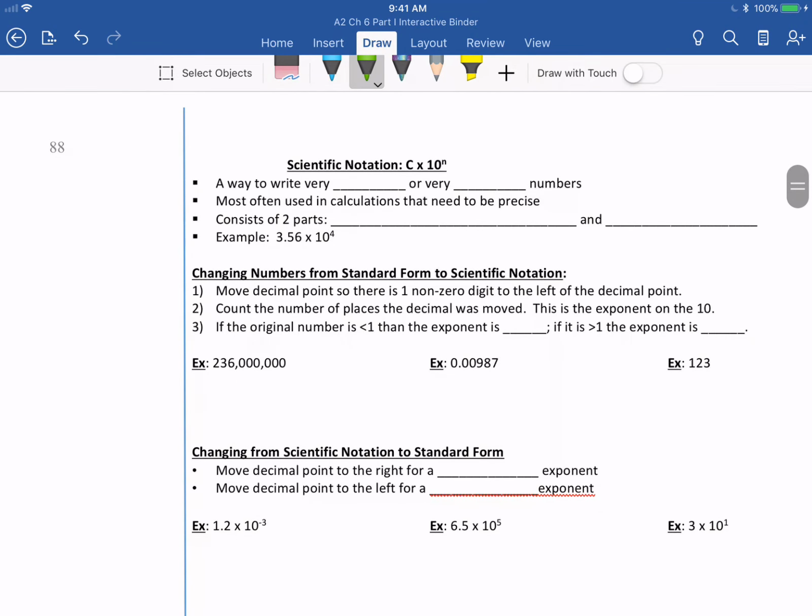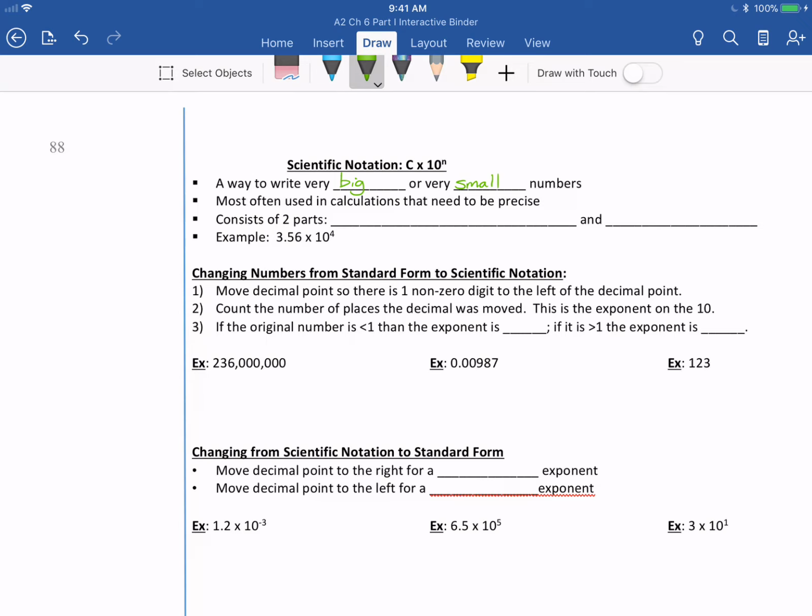I'm not going to do a whole lot of these, not going to take a whole lot of time on it, but it's a very good way to write very big numbers or very small numbers. It's most often used in calculations that need to be precise, like in biology or chemistry. There are really tiny numbers that really need to be precise in order to make that chemical equation balance, or whatever it might be.